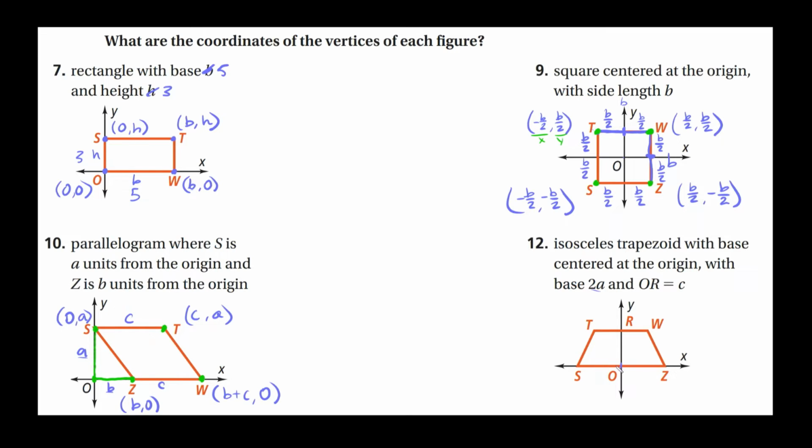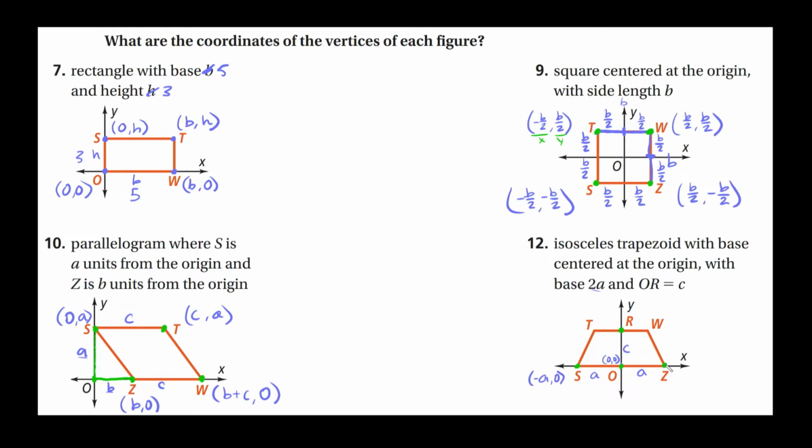If this whole distance is equal to 2a, that means this half must be equal to a, and this half must also be equal to a. Lastly, it says the distance from O to R is equal to c. So the distance from the origin to R right here is equal to c. Let's start with the easier points down here since we already have the distances for them. This is the origin at 0, 0. To get to S, we have to go back a units in the negative direction. So negative a, comma 0 is S.